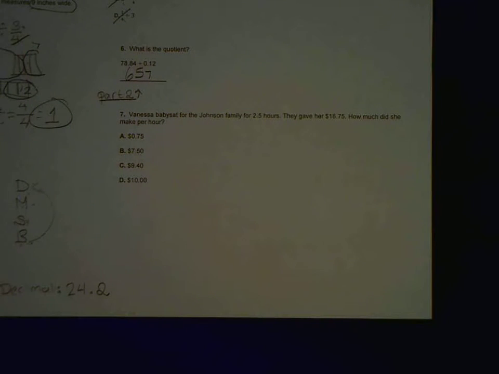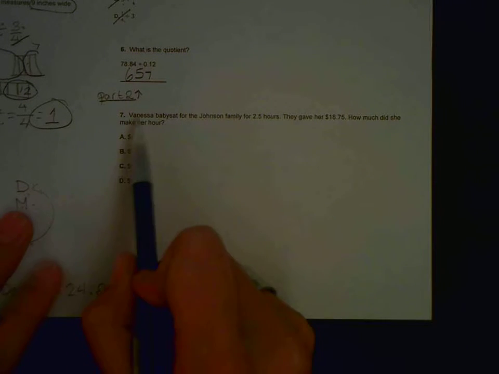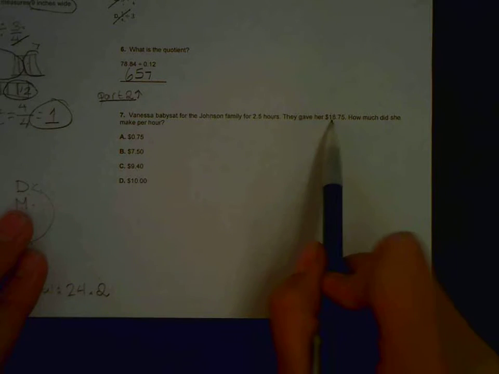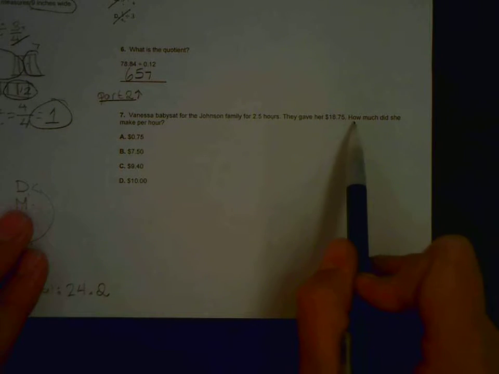All right, y'all. This is Miss Grant's end of module assessment part 3. We're going to do a couple problems here. We've got number 7. Vanessa babysat for the Johnson family for 2.5 hours. They gave her $18.75. How much did she make per hour?